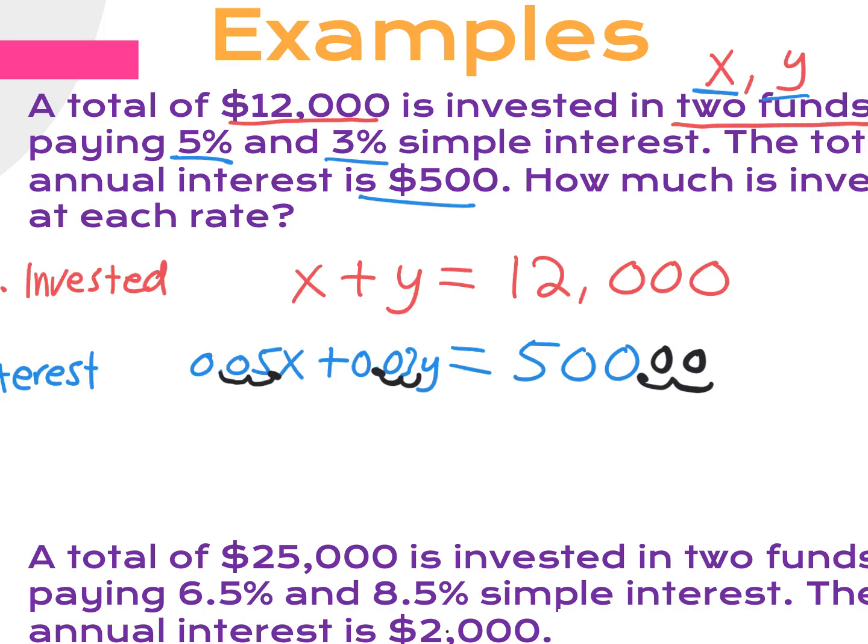So this is just a simple way of how you can get rid of decimals, let's say in a given problem. If you have decimals and you don't like them, that's how you can get rid of them. And that's going to make this equation 5x plus 3y equals 50,000. All right, does that seem a little bit better than the decimals?